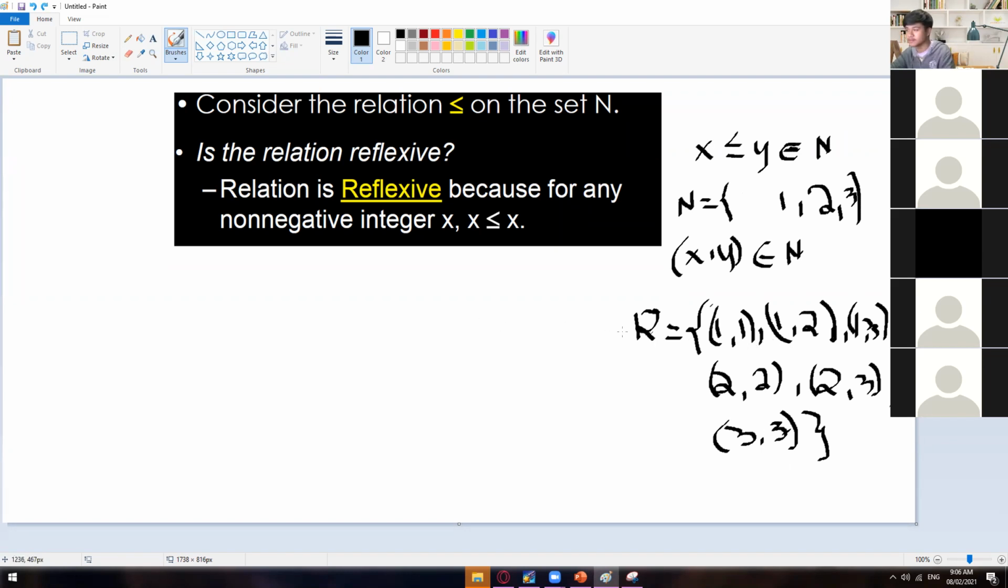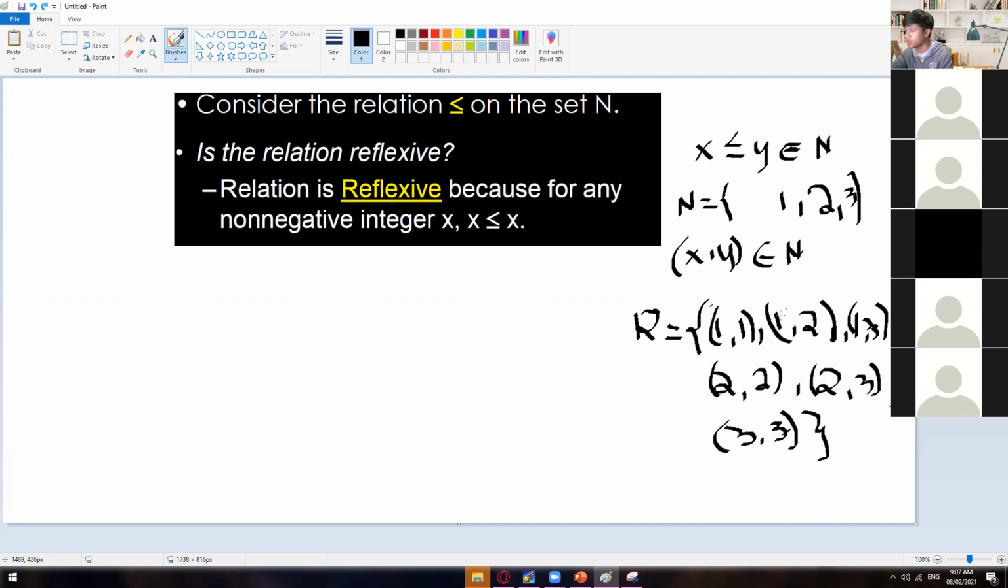Transitive. So this one is also transitive because, as you can see right here, we have (1, 1), (1, 2). We also have (1, 2). Okay, (1, 1), I mean (1, 2). This one first: (1, 1), (1, 1), and then (1, 3). We also have (1, 2), (1, 2), and then (2, 2).